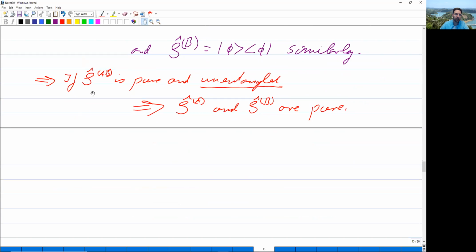Now, it turns out that you can also do this the other way around, namely that if the subsystem A is in a pure state, and you know that the big system is in a pure state, then the big system must also be in an unentangled state. Now, I give a proof of that in the lecture notes, but it would take us too long to actually go through that here. So let me summarize the key message here.